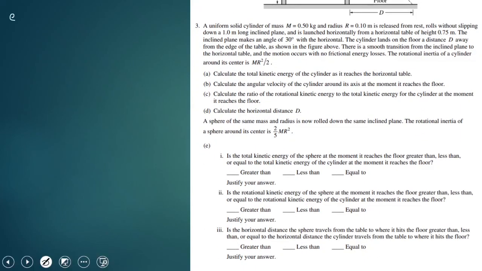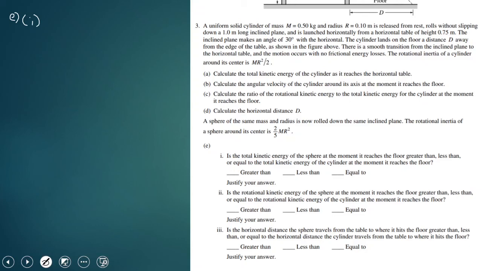Okay, so part E is where students sometimes got a little bit messed up, because this is where you get the conceptual questions regarding rotational motion, which are often some of the hardest questions. So now we're doing an experiment with a sphere of the same mass and radius, but the rotational inertia is now 2/5 mr squared. So is the total kinetic energy of the sphere at the moment it reaches the floor greater than, less than, or equal to the total kinetic energy of the cylinder at the moment it reaches the floor?